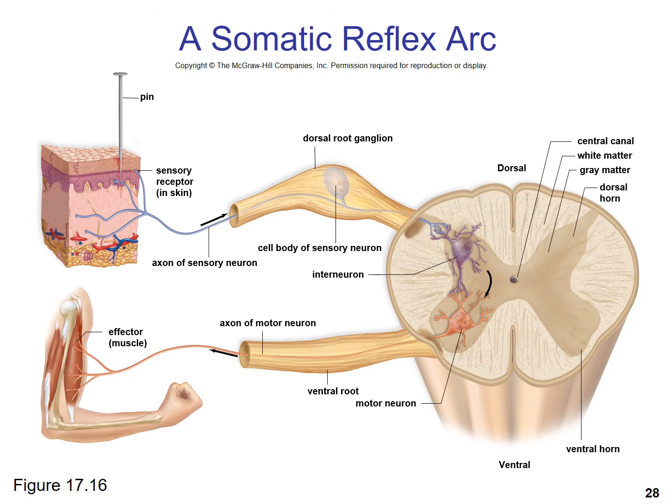One thing that this diagram doesn't show is that the sensory neuron will send a second branch of the axon to another interneuron that takes the signal to the brain instead of to the motor neuron.